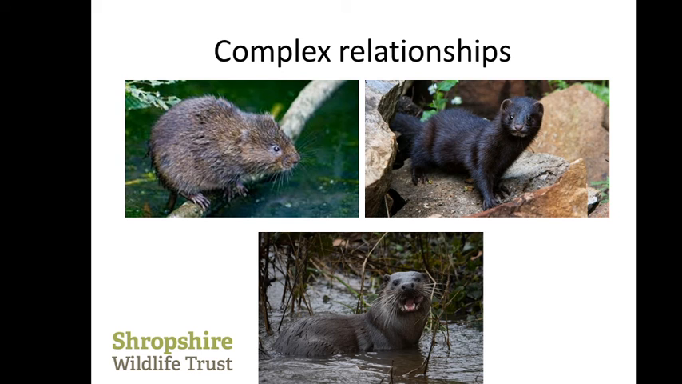There are complex relationships between different creatures. Some, like the mink and the otter, are predators. The otter's larger than the mink. It tends to displace the mink if it can. The mink will avoid the otter, but there is predation pressure on the water vole. The water vole is in steep and horrifying decline, particularly since the 1990s.